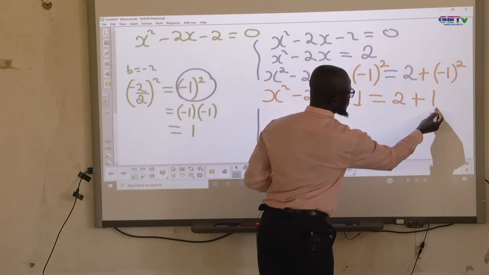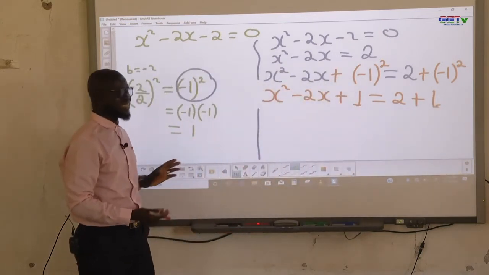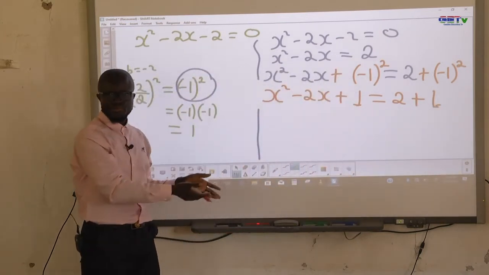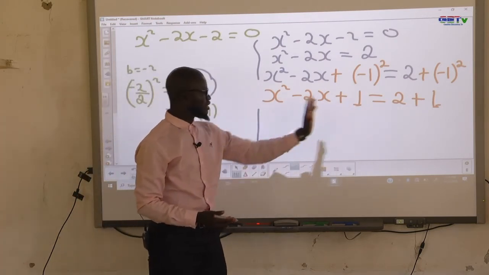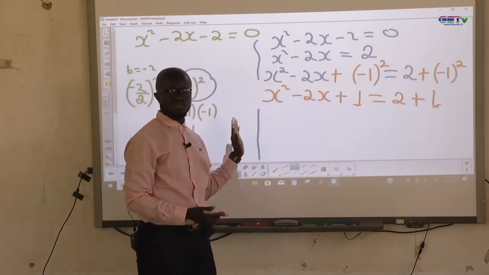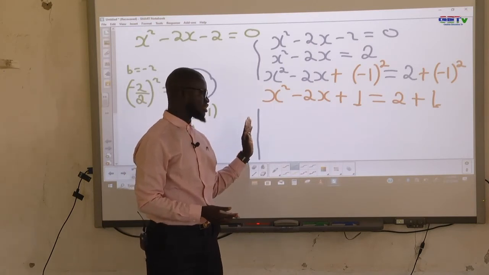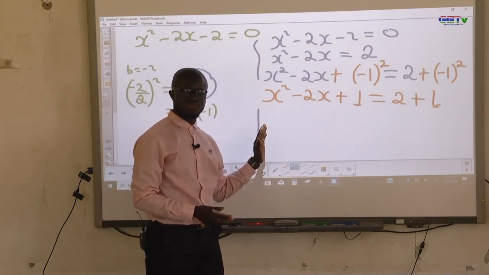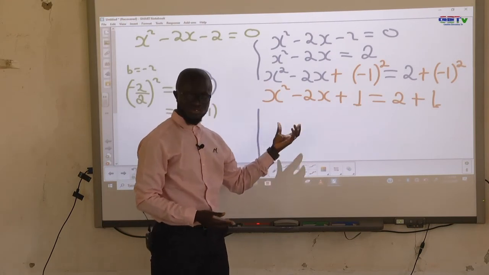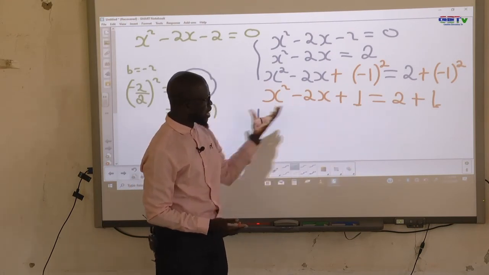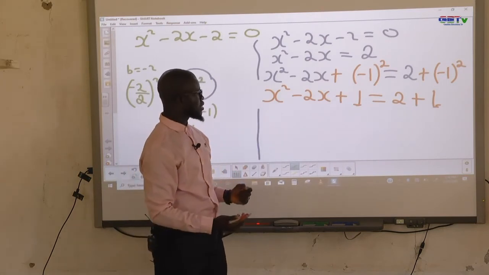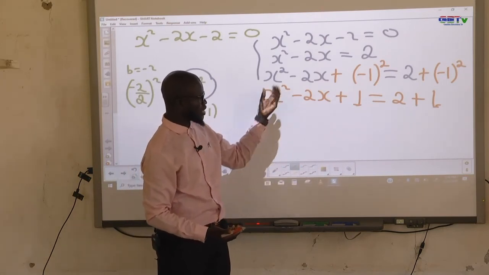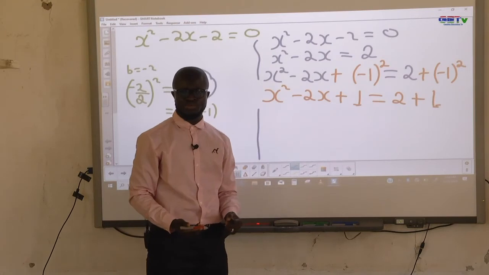Where is this 1 coming from? Remember, we simplified here, and that's exactly what we're supposed to add to both sides. So if we pay attention to the left-hand side, remember the process of factorization can take place here. And you've already learned how to factorize this. If I am to factorize this together with the class, what do you think could be the factors to the expression x squared minus 2x plus 1?